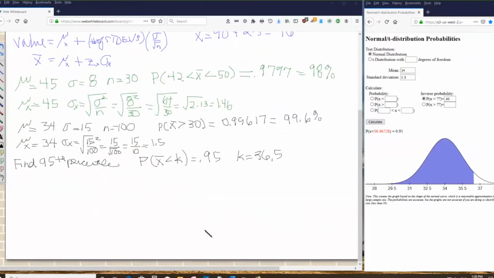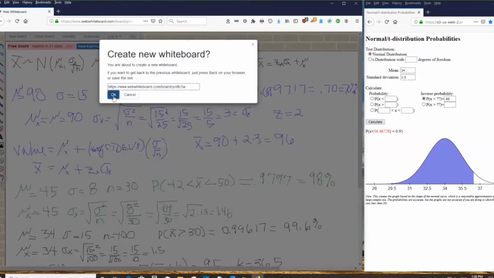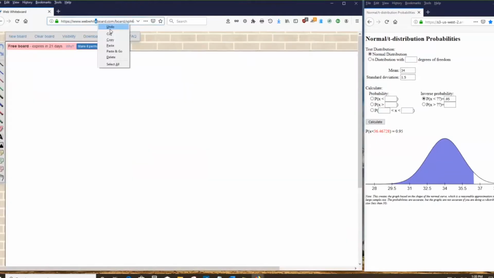Okay, so let's move on to the central limit theorem for sums. So this was the central limit theorem for means. Now we're going to do the central limit theorem for sums. Let me give you a new whiteboard. And you can save these whiteboards if you click on the link. If you save the whiteboard, then you'll have access to all of this material for 3 weeks.